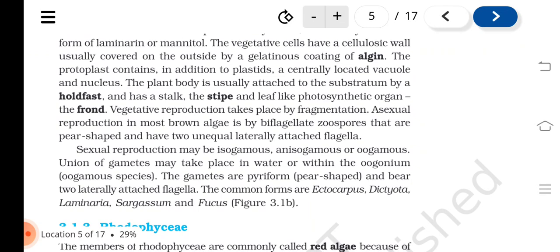Asexual reproduction in most brown algae is by biflagellate zoospores that are pear-shaped and have two unequal laterally attached flagella. Sexual reproduction may be isogamous, anisogamous or oogamous. Union of gametes may take place in water or within the oogonium. In oogamous species, the gametes are pyriform, pear-shaped, and bear two laterally attached flagella. The common forms are Ectocarpus, Dictyota, Laminaria, Sargassum and Fucus.